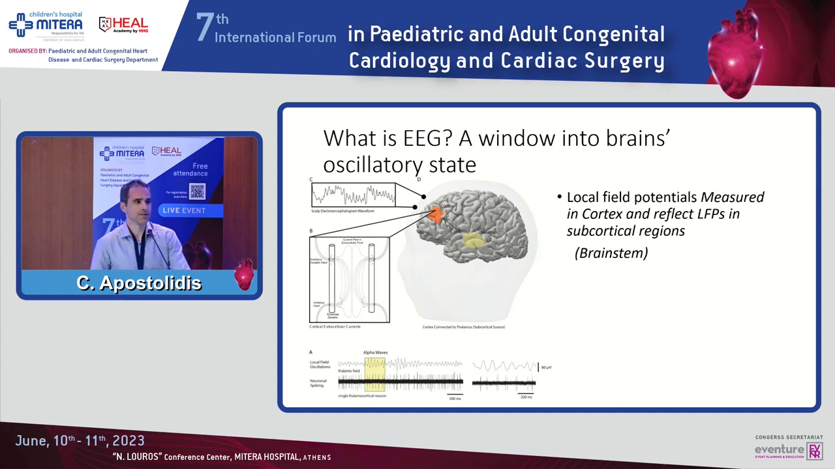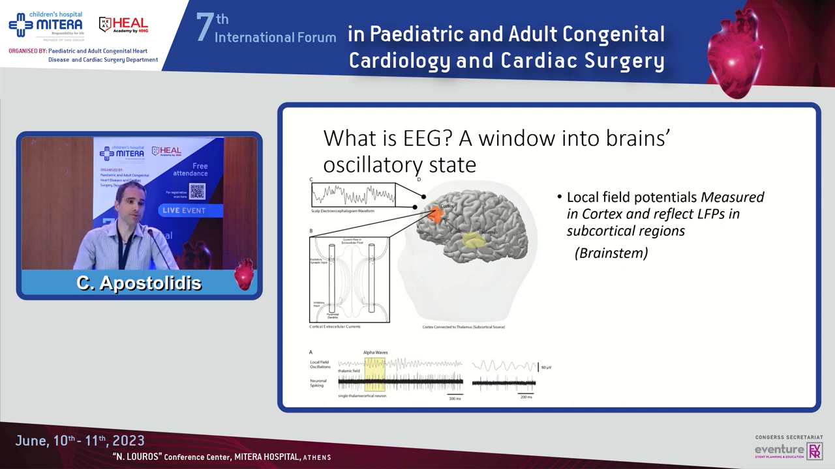Okay, so in the previous Congress, we talked about cerebral oximetry. In this one, we will try to say something about electroencephalography. What is actually an EEG? It is a window into a brain's oscillatory state.